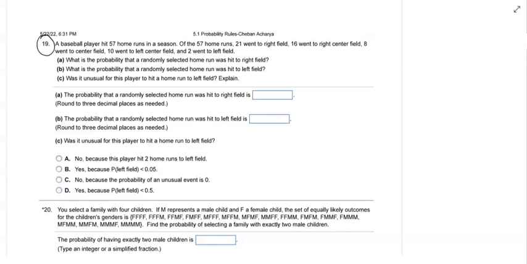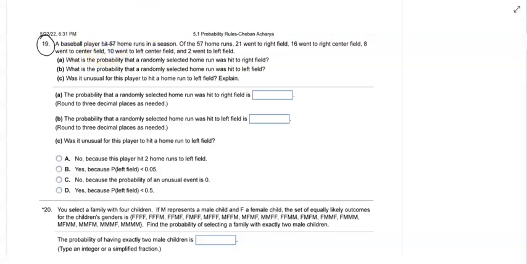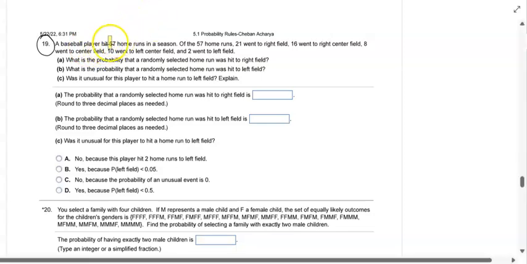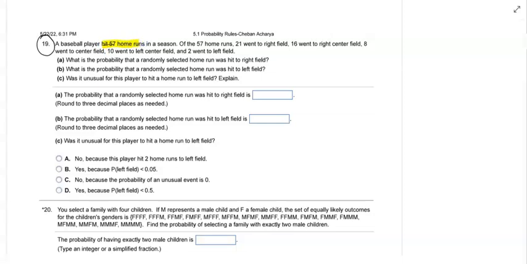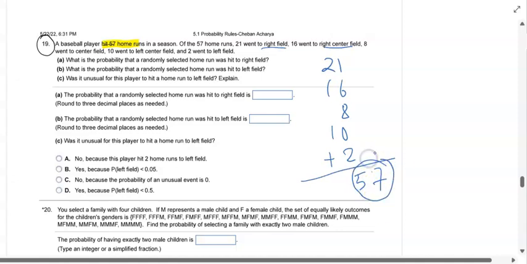Okay, question number 9. A baseball player hits 57 home runs. Out of 57, 21 to right field, 16 to right center field, 8 center field, 10 left center field, 2 left field. And if you add all this up, the total has to be 57 home runs.